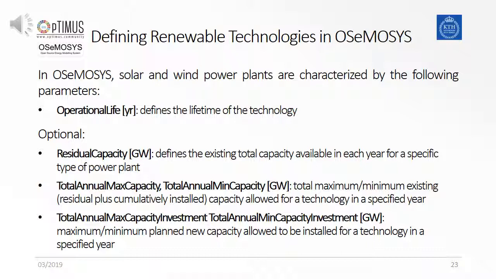The total annual maximum capacity investment and the total annual minimum capacity investment. This defines the maximum or minimum planned new capacity allowed to be installed for technology in a specific year, again in gigawatts.